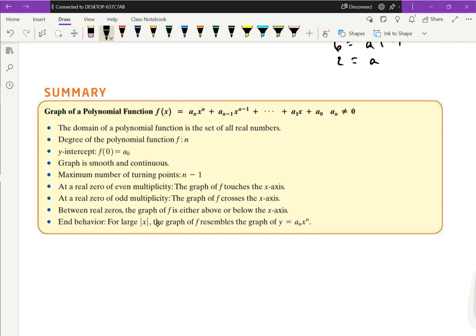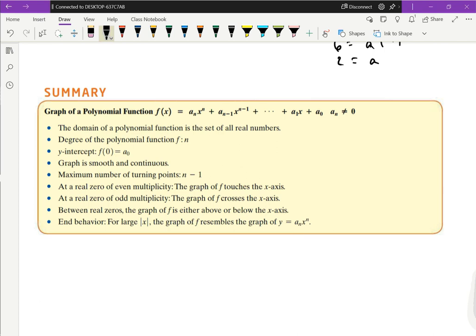And for the end behavior for large values of x, and in this case we probably should put absolute value of x, it doesn't matter if we're going towards positive infinity or negative infinity. The graph is going to look like the power function of just whatever that first term was going to be if we're in standard form. So this a sub n x to the n is what our graph is going to look like overall.